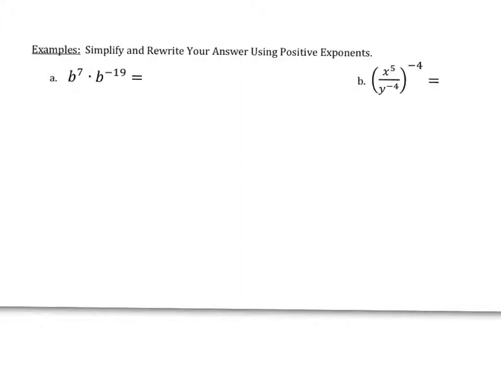So here I have b to the 7 times b to the negative 19th. Remember, we have a product rule that says if our bases are the same, we add the exponents. So this is going to be the same thing as b to the 7 plus negative 19. And of course, 7 plus negative 19 is negative 12. So that's the same thing as b to the negative 12th power. And of course, we're always going to leave our answer using positive exponents, whether I say that or not.